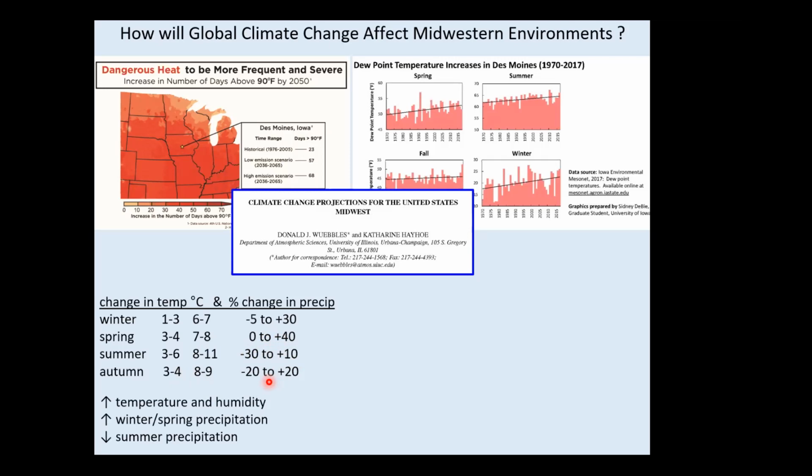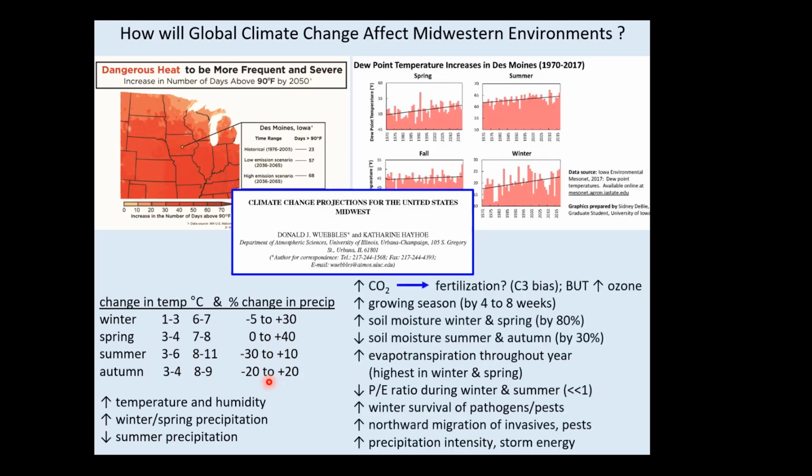So what we can say for sure, just looking at this, is that temperatures are going up, humidity going up. It looks like there's an increase in winter and spring precipitation and a decrease in summer precipitation. But it's way more complex than this, and that's what all of this data is trying to show you: there are just so many other factors going on here. For example, this is happening because of an increase in CO2 in the air, and so that should be sort of a fertilization for plants, because plants utilize CO2 to do photosynthesis.